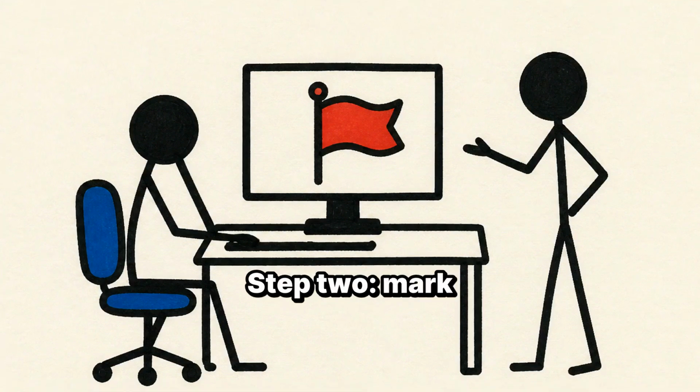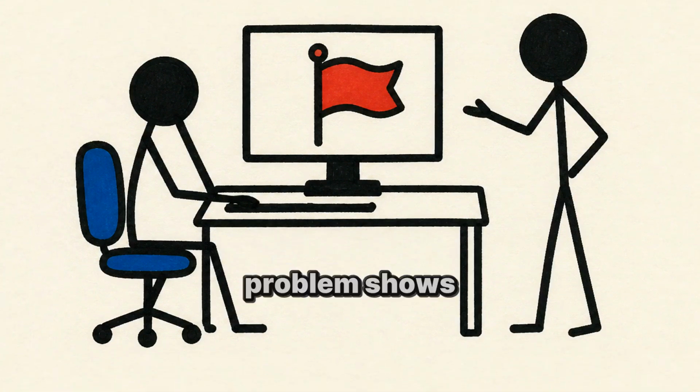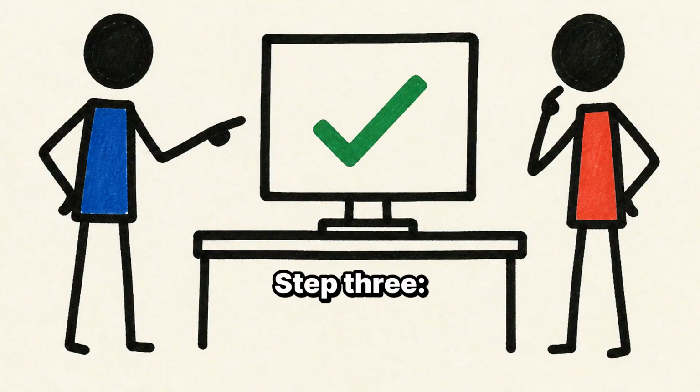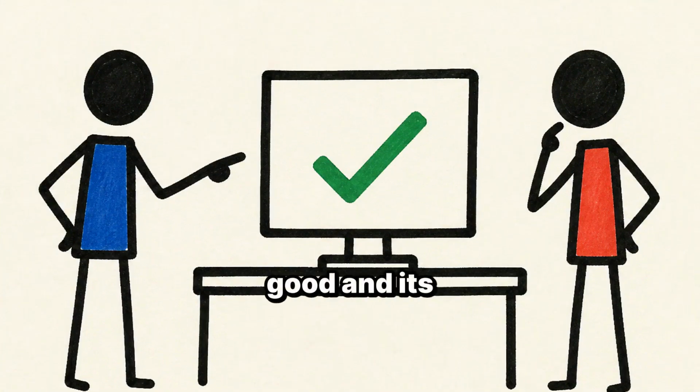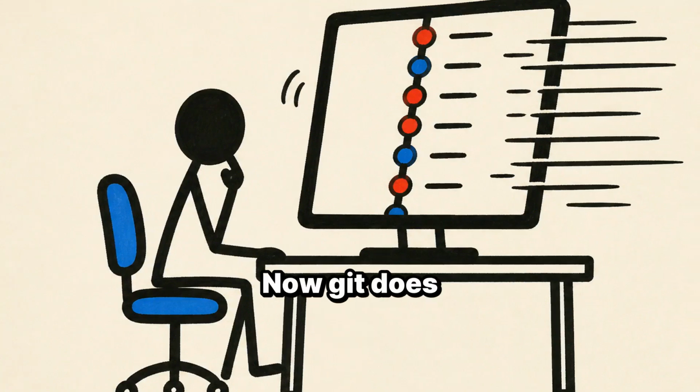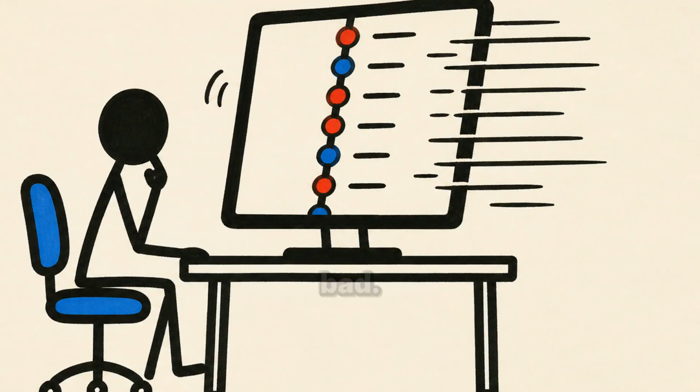Step 2. Mark the current commit as bad using Git Bisect bad right where the problem shows up. Step 3. Mark an older working commit as good using Git Bisect good and its commit hash. Now Git does something clever. It checks out the exact commit sitting halfway between good and bad.